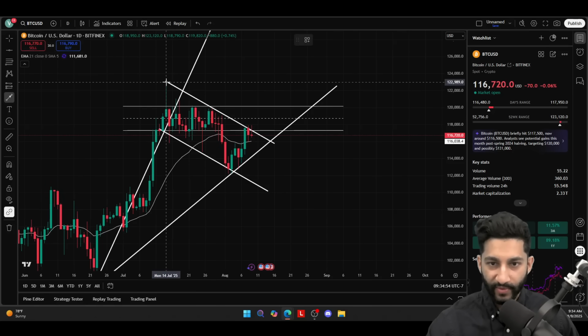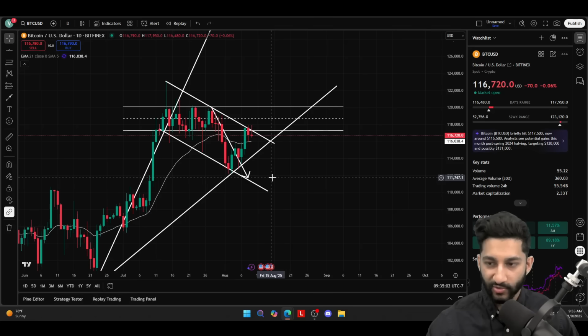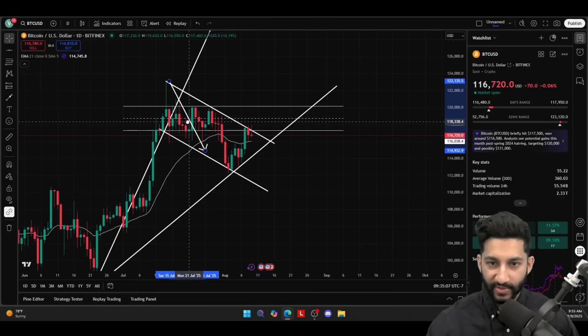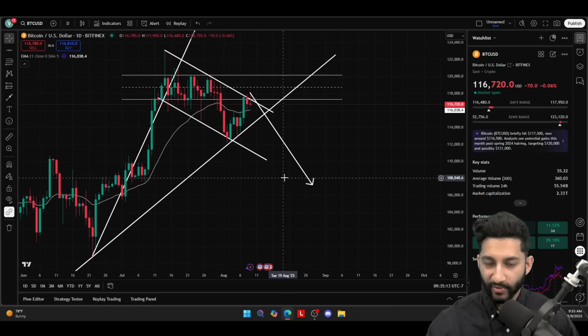So we have one leg down right here. This was the start of the second leg. We almost reached the measurement target, so we were barely off of it. So it could still see another drop down towards 111. And maybe we even go for a bigger one. So this is all maybe one leg now. You combine them, and then we see another leg down from here. That would target the 107.